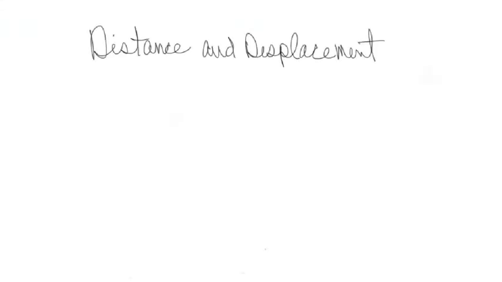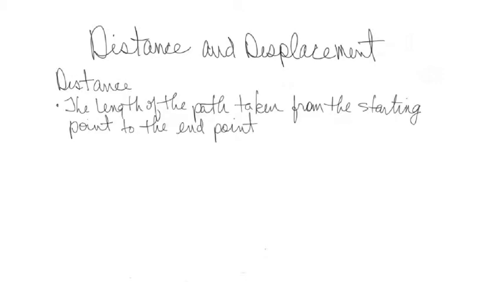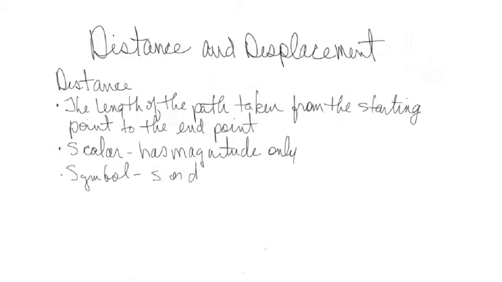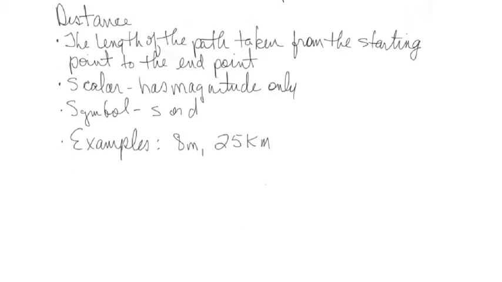Okay, we're going to start talking about distance and displacement, and we're starting with distance. Distance is nothing more than the length of the path taken from the starting point to the end point. It is a scalar, so it has magnitude only. It's given the symbol S or D, and two examples would be 8 meters and 25 kilometers.